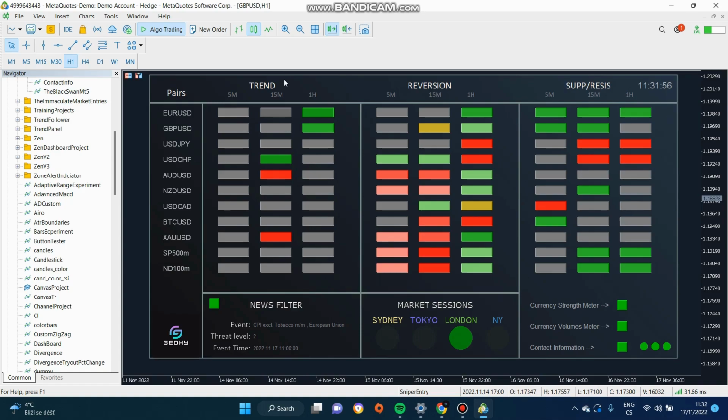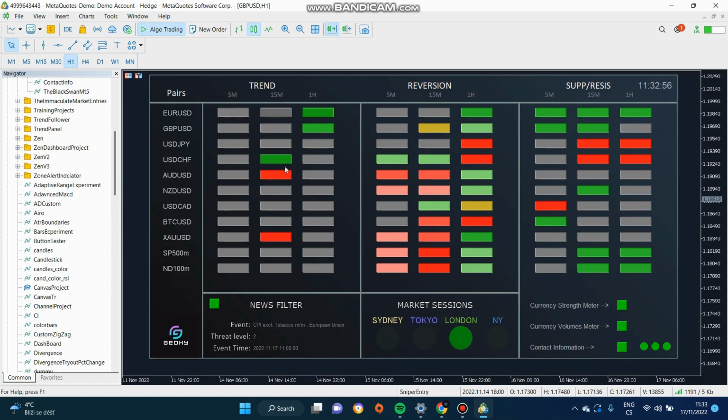This tool is extremely simple to read. Basically, if you see a green field, then it means that there's an uptrend, and if you see a red field, then it means that there's a downtrend. If you wish to open a certain chart, then all you have to do is just click on the field and you will be taken there.